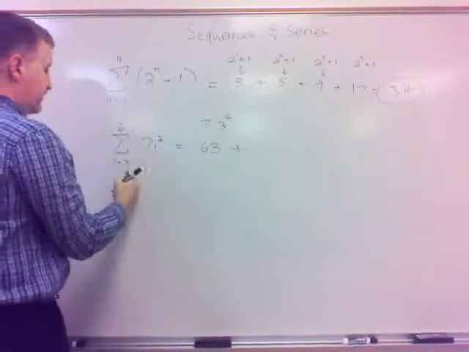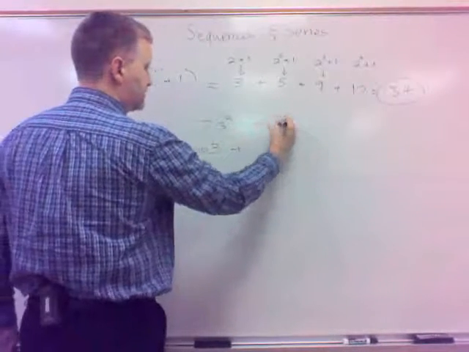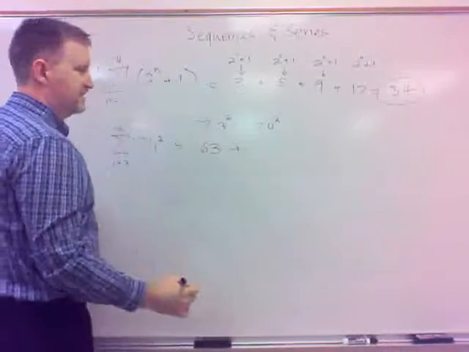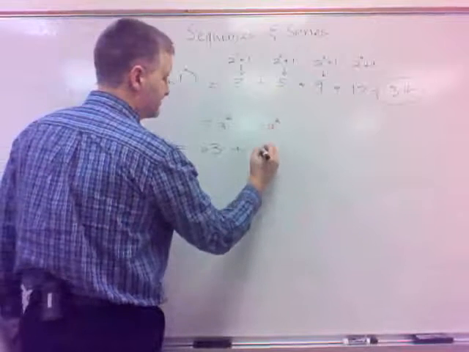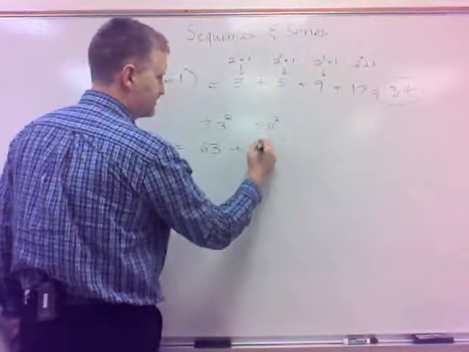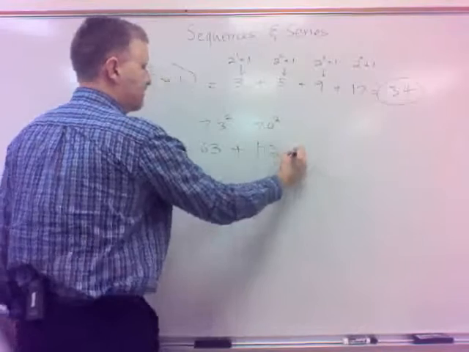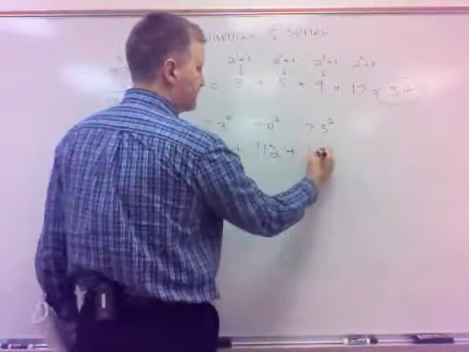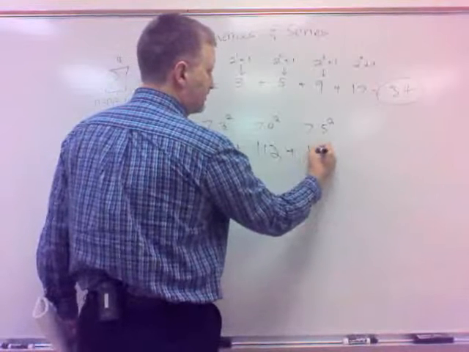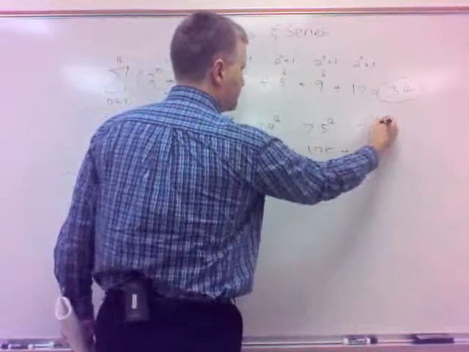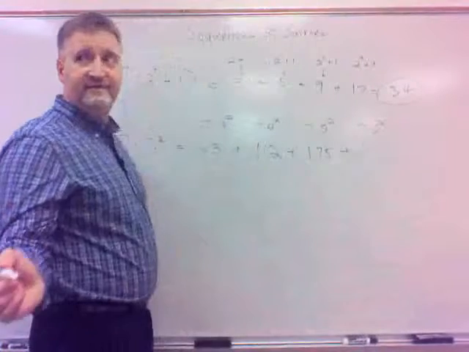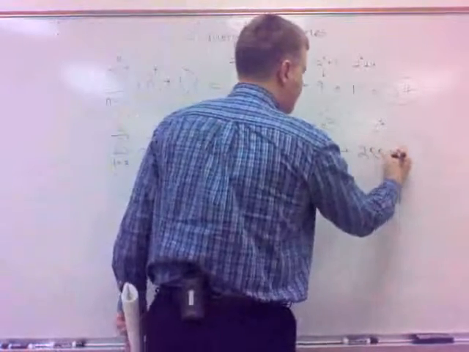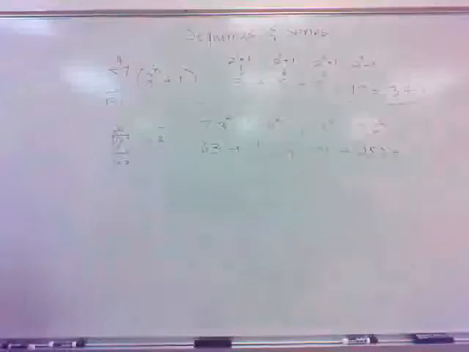Then the second term would be plug in 4, because we just go 3 to 6. So that's 7 times 16, which is 112. Then the third term would be 7 times 5 squared, 7 times 25, which is 175. And then 7 times 6 squared, 7 times 36. What do you got? 252. So that one again has 4 terms, but you start at 3.